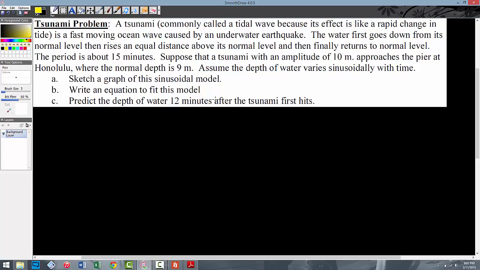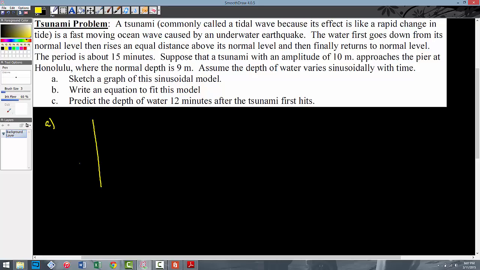A tsunami, commonly called a tidal wave because its effect is like a rapid change in tide, is a fast-moving ocean wave caused by an underwater earthquake. The water first goes down from its normal level, then rises an equal distance above the normal level, then finally returns to the normal level. The period is about 15 minutes. Suppose that a tsunami with an amplitude of 10 meters approaches the pier at Honolulu, where the normal depth is 9. Assume the water varies sinusoidally with time. Part A, obviously, we need to sketch a graph of this model.